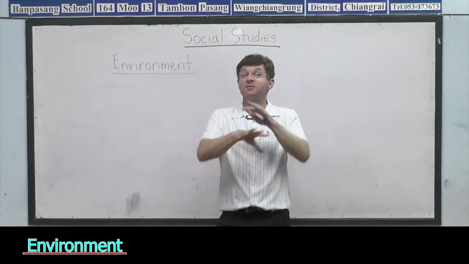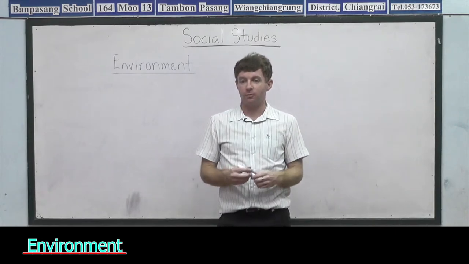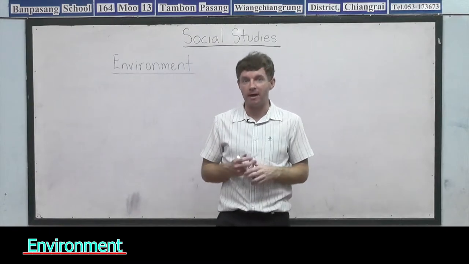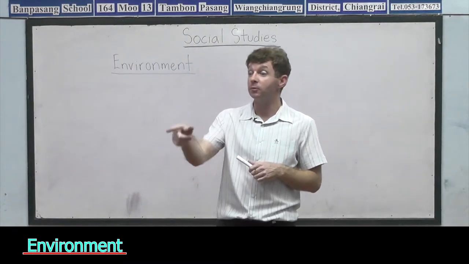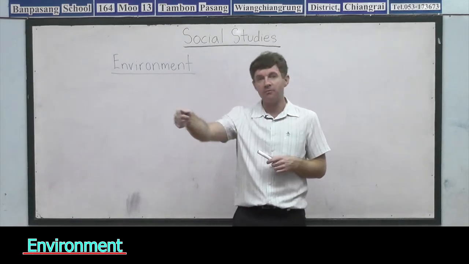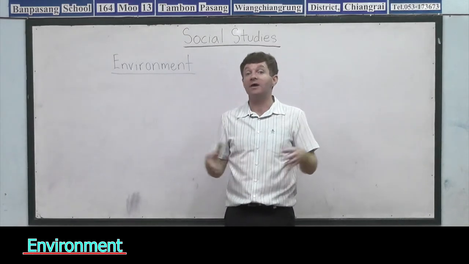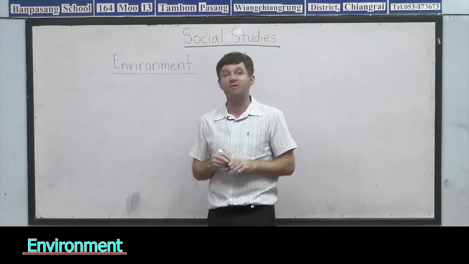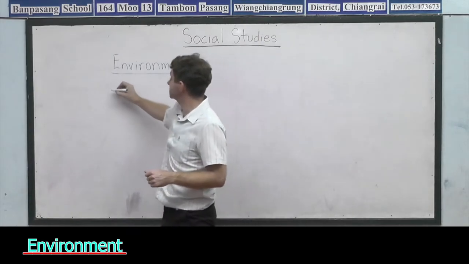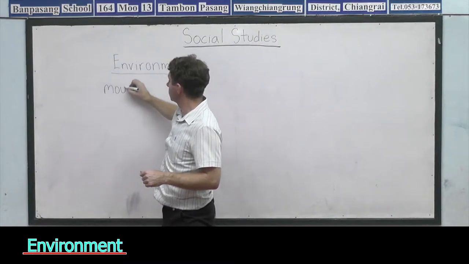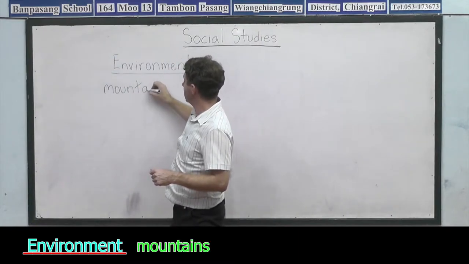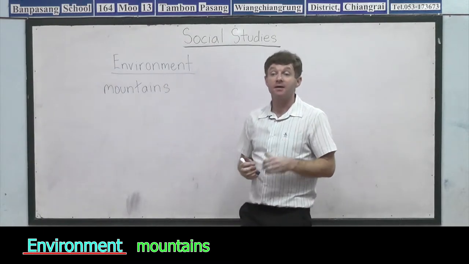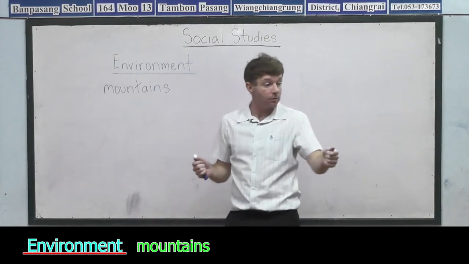And what does environment mean? Environment is the things that are around us. Wherever we are in the world, our environment is the things we see around us. Now, I just heard a very good example. Dan, what did you say? Mountains. Yes, where we are here, we're surrounded by mountains. So mountains is part of our environment. How do we spell mountains, guys? M-O-U-N-T-A-I-N-S. Mountains. Excellent.